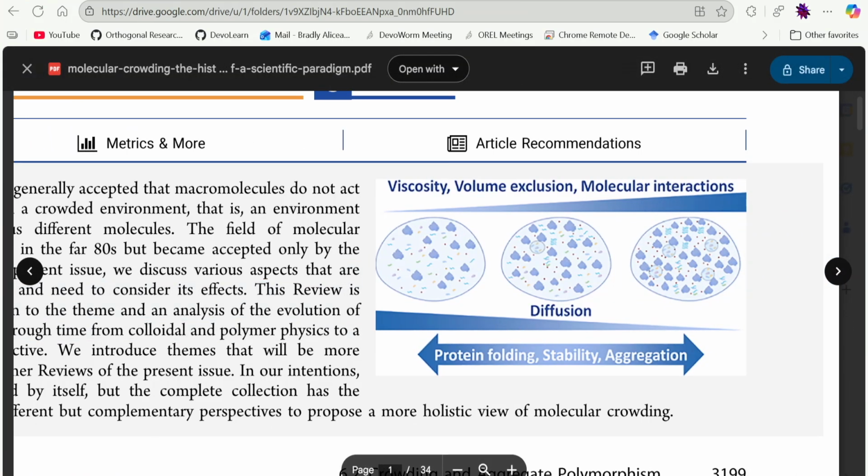Viscosity, so this is where they kind of talk about the role of diffusion here. You have viscosity, volume exclusion, and molecular interactions which affect diffusion. They have these condensates and other macromolecules in the cell. They're diffusing outward and they're getting more dense. And then these are the factors that are sort of influencing that. So whatever kind of medium constitutes the cytoplasm is going to affect diffusion.